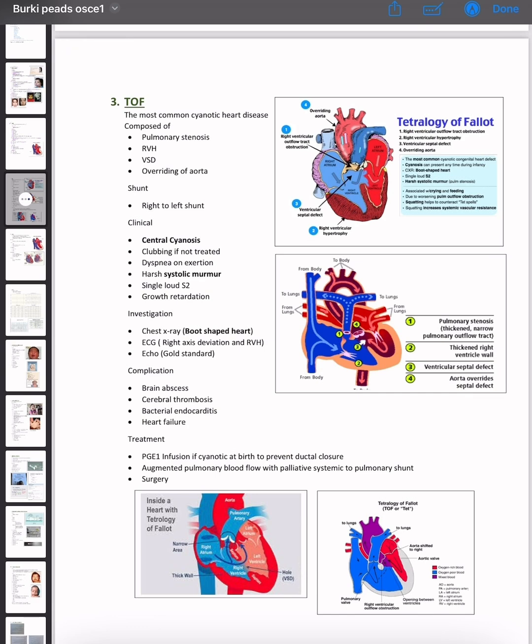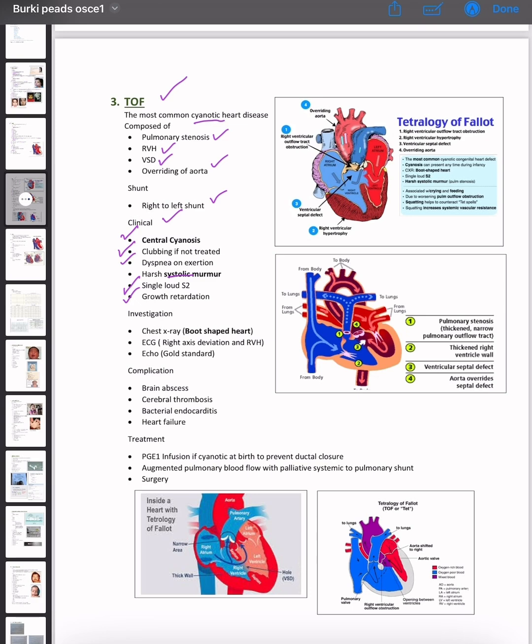TOF, tetralogy of Fallot. It is the most common cyanotic heart disease composed of pulmonary stenosis, right ventricular hypertrophy, ventricular septal defect, and overriding of aorta, right to left shunt. These are the common cyanotic heart diseases. Clinical presentation of the tetralogy of Fallot: there will be central cyanosis, there will be clubbing if not treated. Dyspnea on exertion will be present. Harsh systolic murmur is present. Single loud S2 is present and growth retardation will be there.